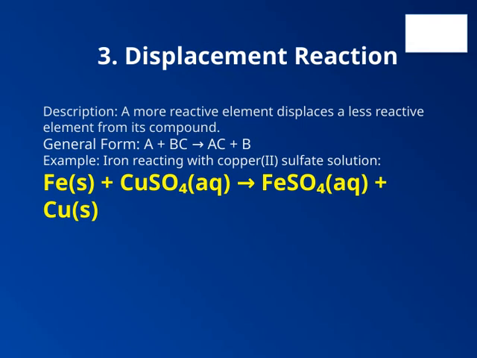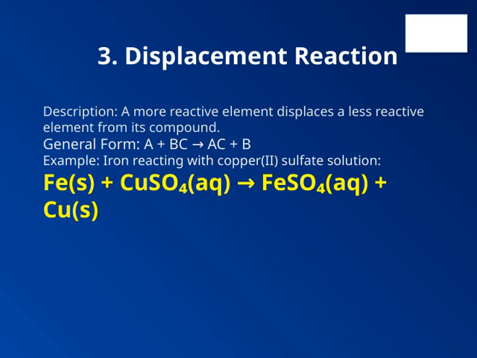Now, let's talk about displacement reactions. In these reactions, a more reactive element actually displaces a less reactive element from its compound. Essentially, the more reactive element kicks out the less reactive one. The general form of this reaction can be written as A plus BC forming AC plus B. For example, if we take iron reacting with copper sulfate solution, the iron will displace the copper.